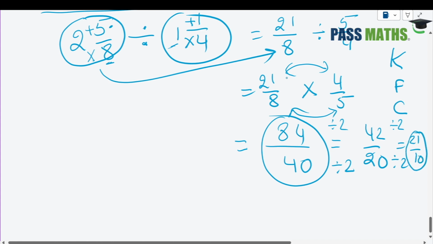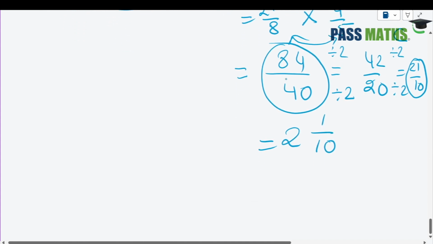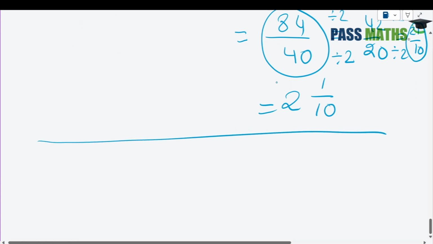So now 21 over 10 is an improper fraction, and we can convert it into a mixed number. How many 10s make 20? 2. What's left over is 1. So 2 and 1/10 will be your answer. Let's do one more question here about dividing fractions. Let's say 3 and 1/4 divided by 2 and 3/5.